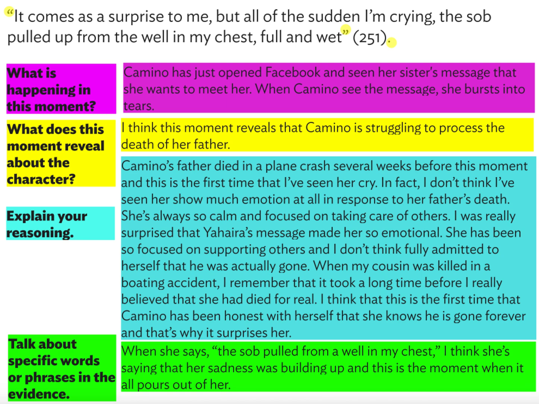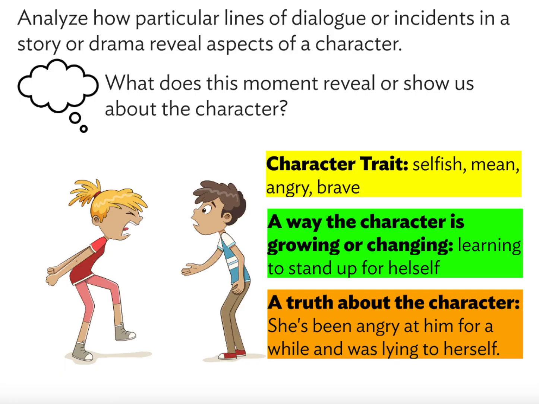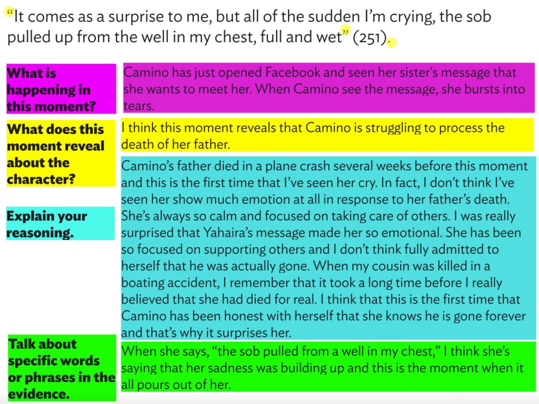So you are going to choose a moment from your book. I want you to tell me what is happening in this moment. I want you to tell me what it reveals or shows you about the character. Remember, that could be a character trait, a way that the character is growing or changing, or a truth about the character. I chose a truth about the character, that she is struggling to process her father's death.